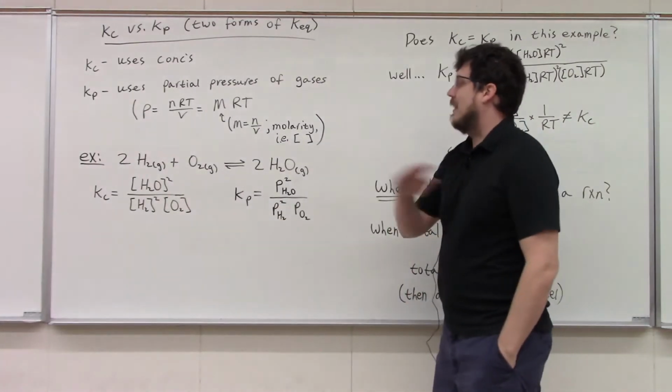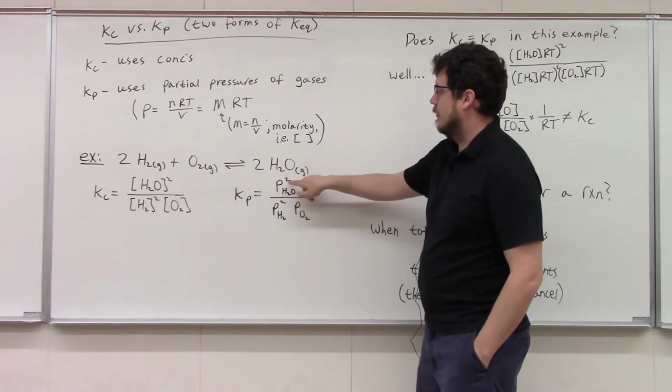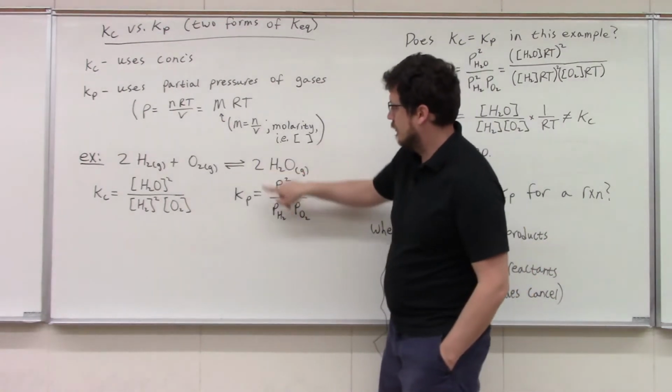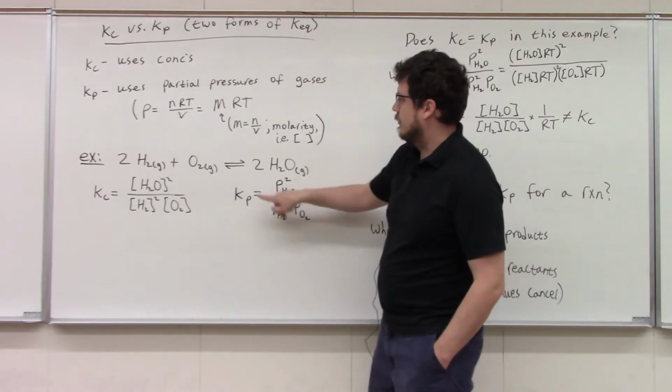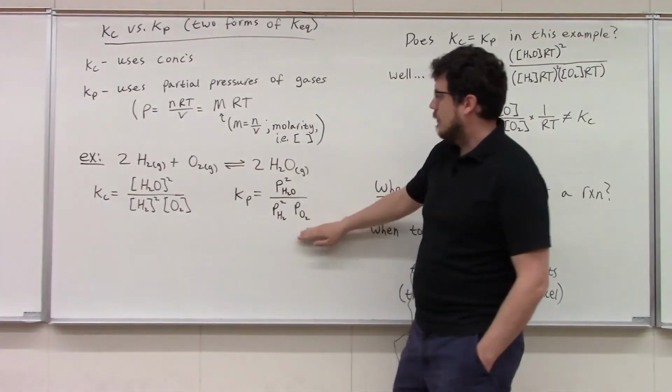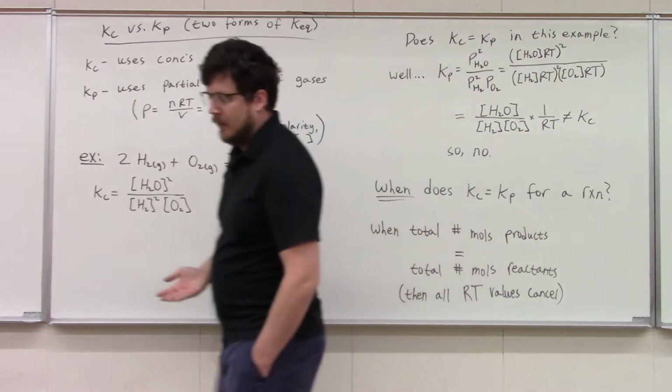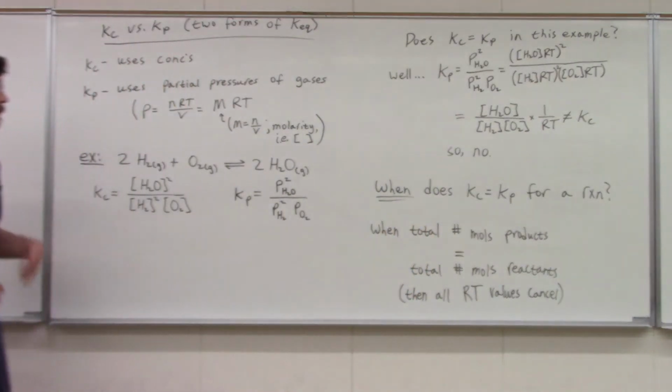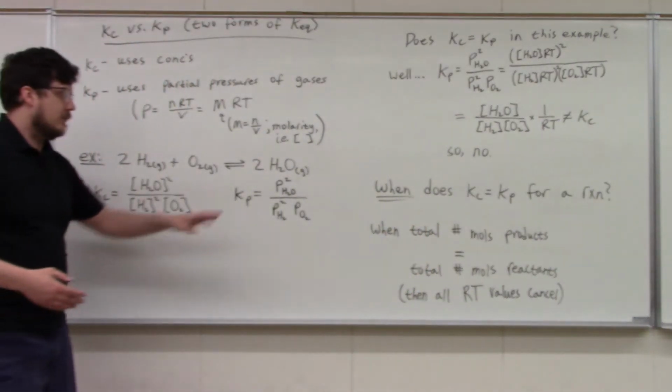Well, we can do the exact same thing with partial pressure. So partial pressure of H2O squared because there's two of them. Partial pressure of H2 squared because there's two of them, but it's now in the denominator because it's a reactant, and partial pressure of O2. All right, and so all the tricks of calculating from before are true.